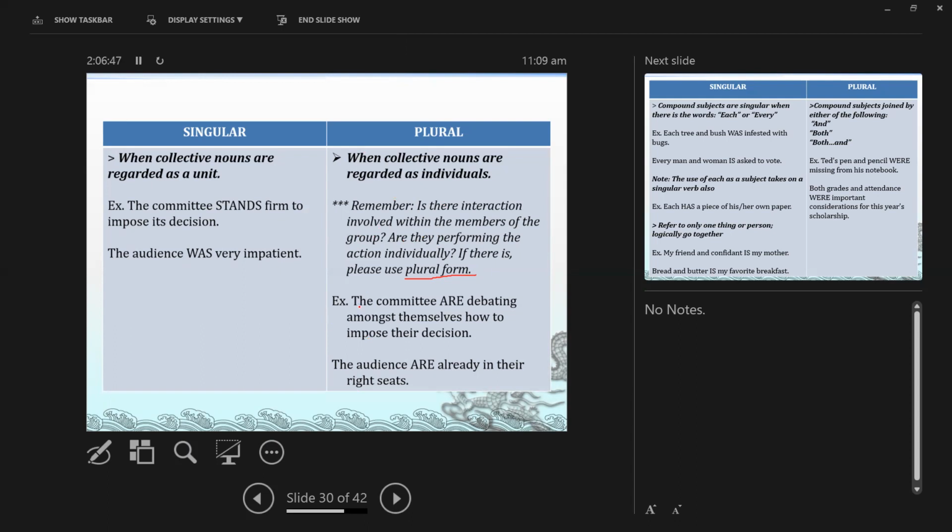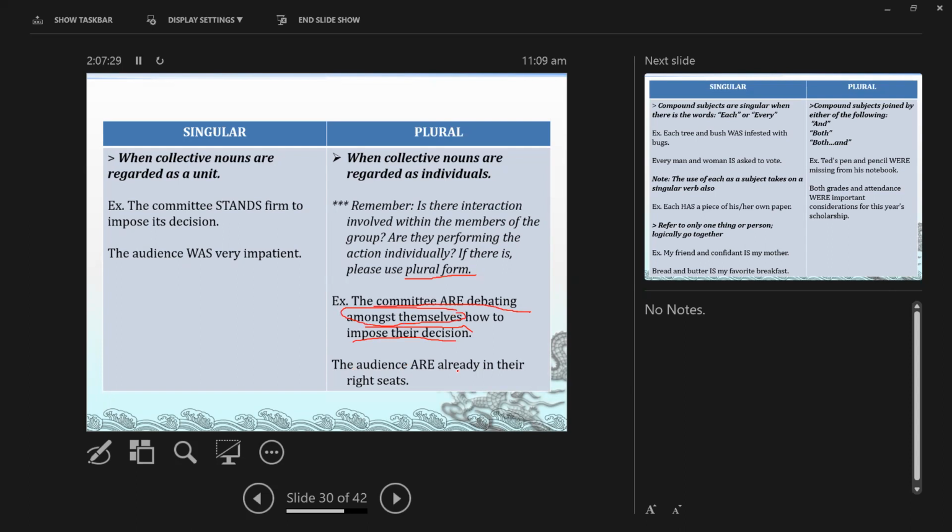For example, the committee are debating amongst themselves how to impose their decision. Okay, yung sentence structure na to, medyo a little more complex. But yeah, it says here, they are debating among themselves how to impose their decision. The committee are. So, paano natin nalamang the committee, the collective noun, is regarded as individuals? Because it says here, they are debating among themselves.